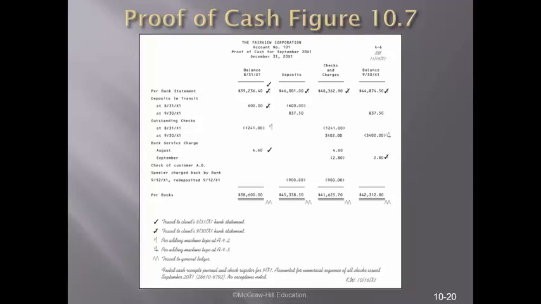The amounts per bank statement are taken from the September 30th bank statement. The subsequent rows of deposits, checks, and other items are taken from the August and September bank reconciliations, and the amounts per books are taken from the client's cash general ledger account and cash receipts and disbursements journal.